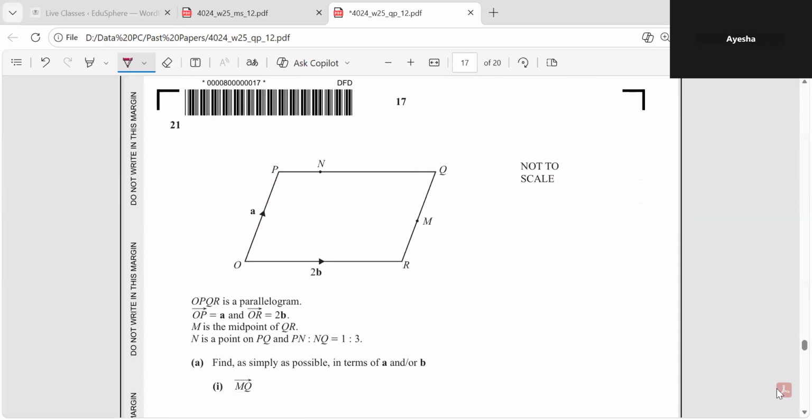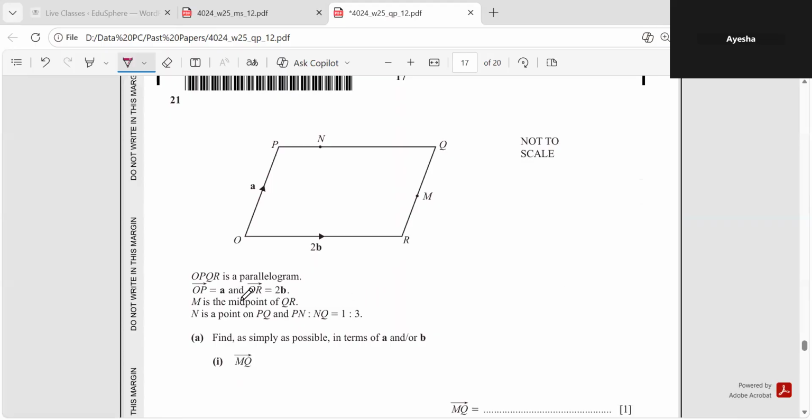Now look at 21 question. 21 question says that OPQR is a parallelogram. OP is A. This is given A. OR is 2B. M is the midpoint over here, and N is the point, so that PN ratio NQ is 1:3. So suppose if this is 2B, definitely this is 2B.